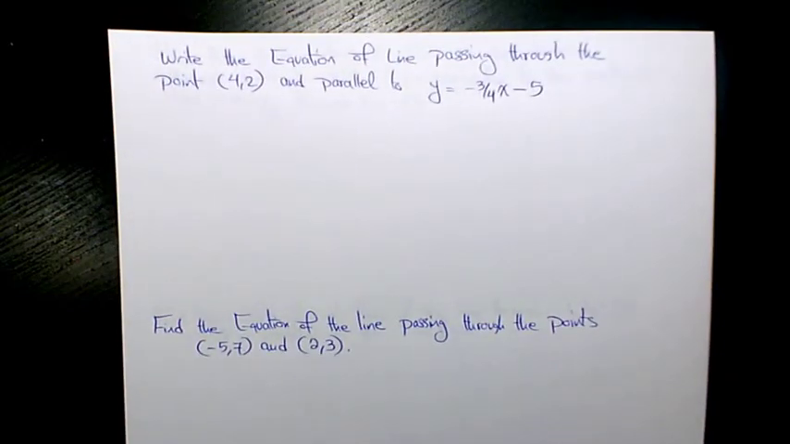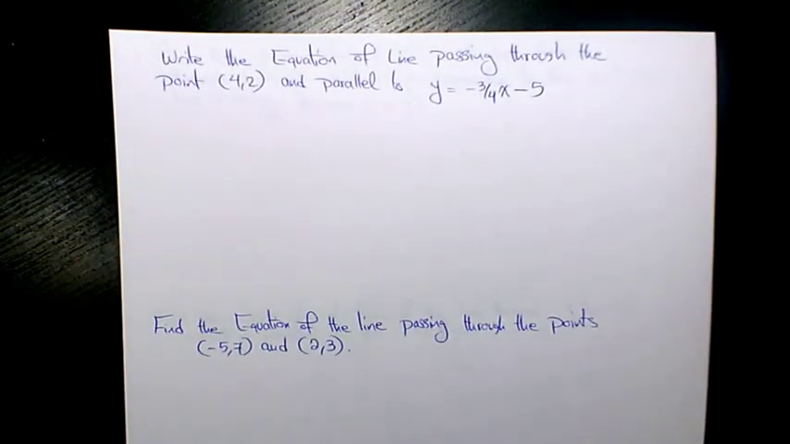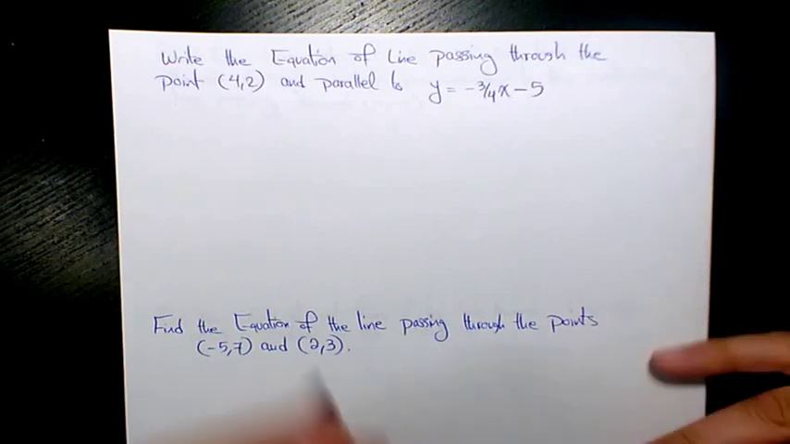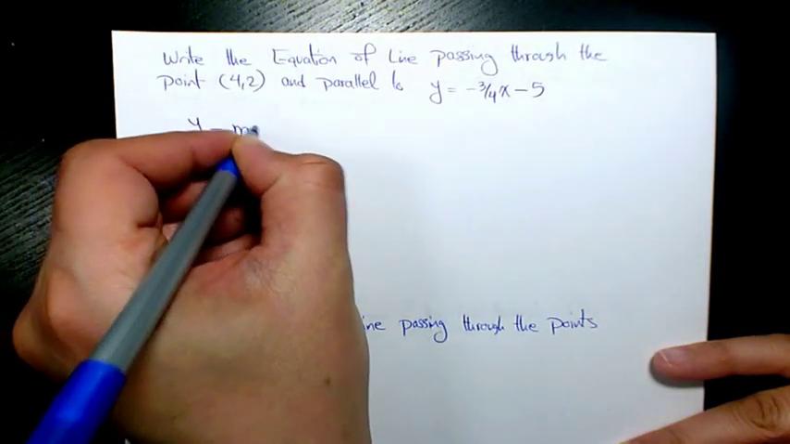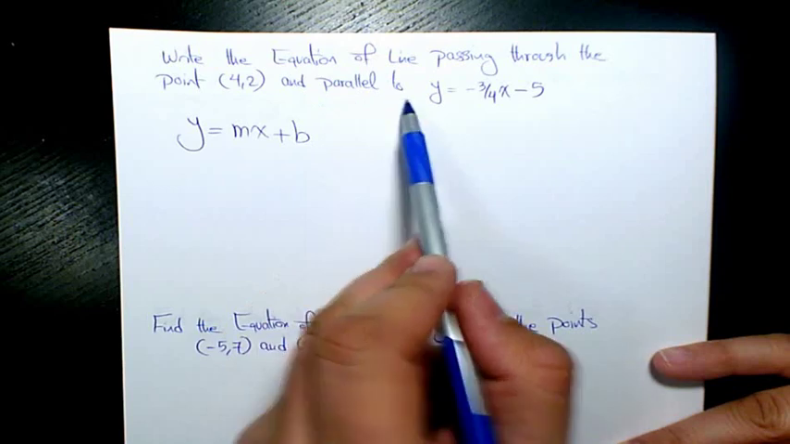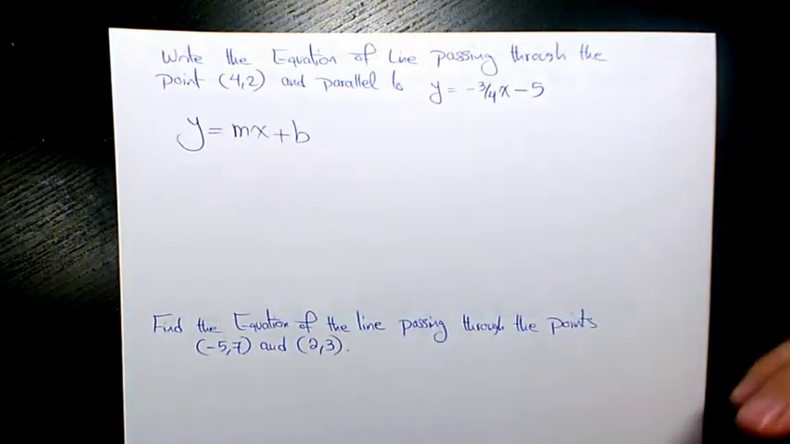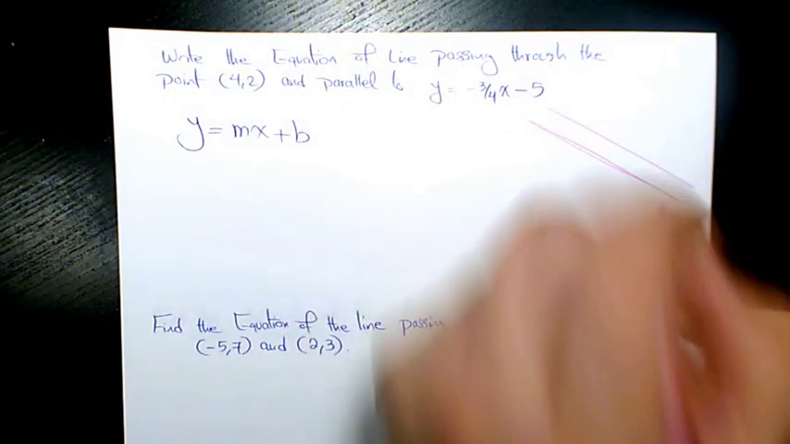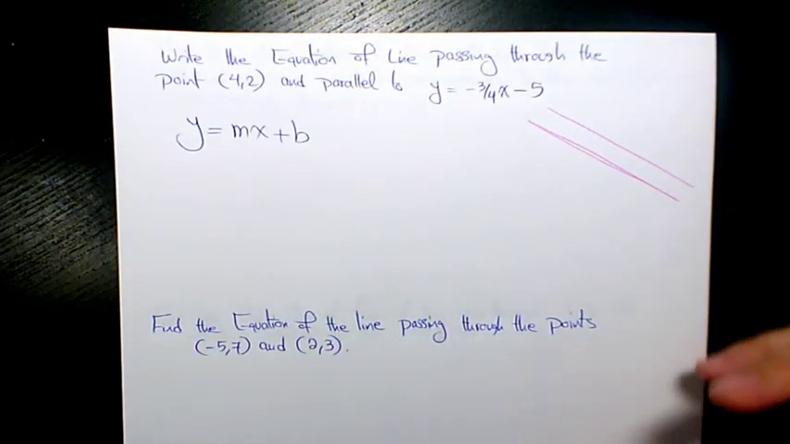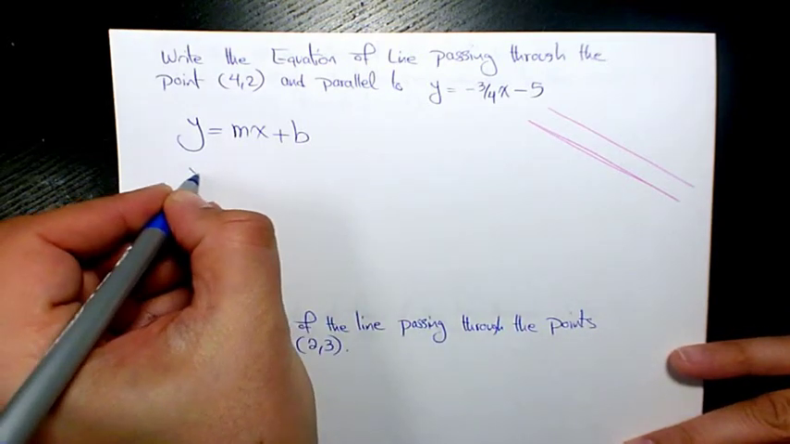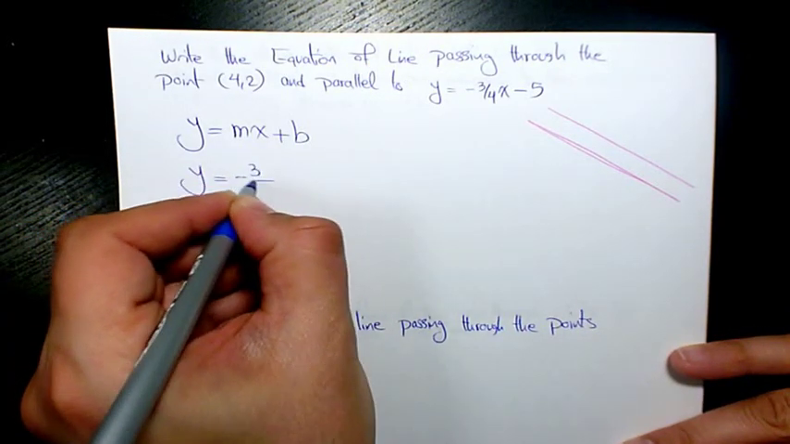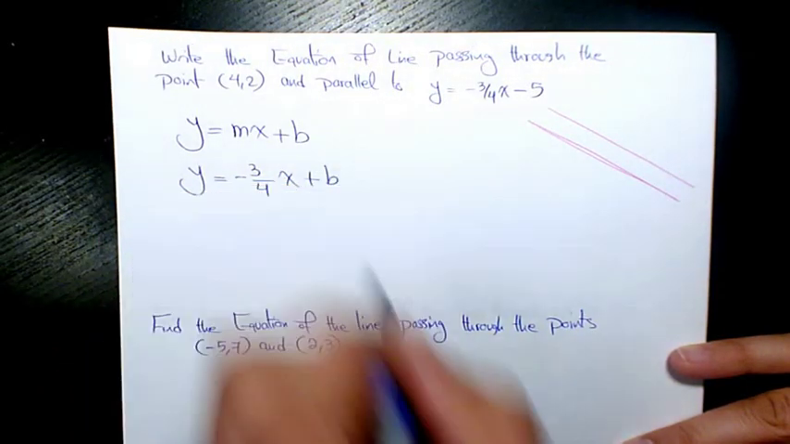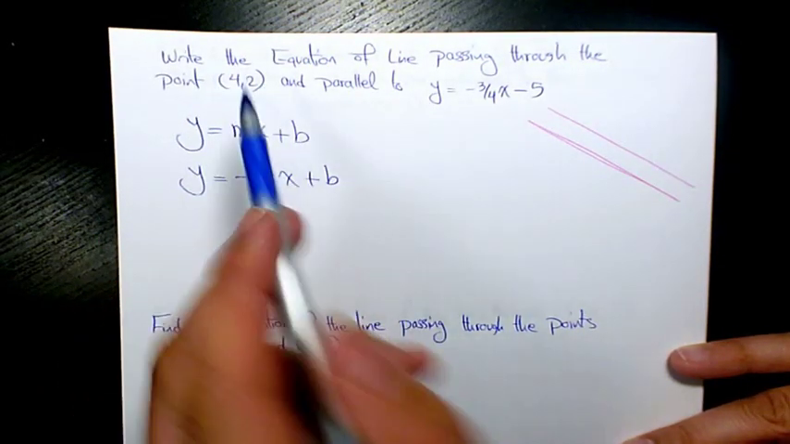This example says write the equation of line passing through the point 4 and 2 and parallel to y equals negative 3 over 4x minus 5. So y equals mx plus b. Again, when we are dealing with two parallel lines, it means that we are talking about the same slope because the rise over run is the same. So we have y equals negative 3 over 4x plus b. How to find b? We need to use this point in here.